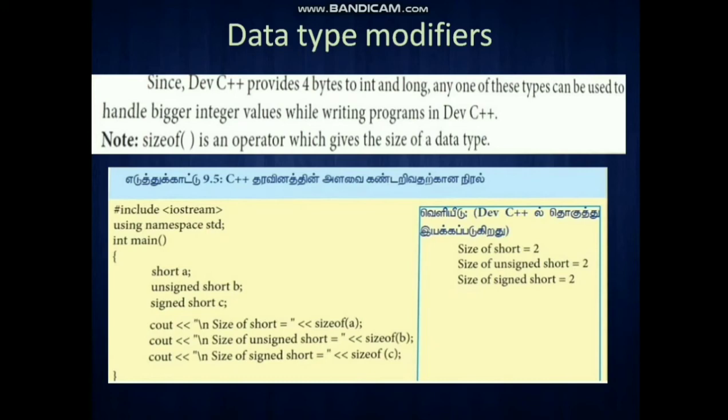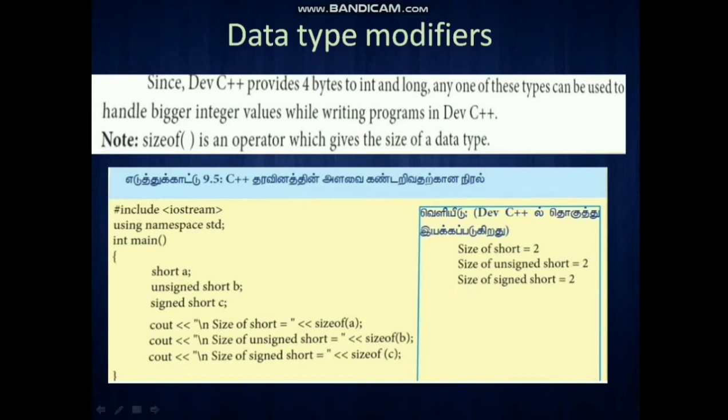They have given some examples. We have to see that sizeof is one of the operators, and how they use the sizeof operator on data types. In Dev C++ it will give 4 bytes for int and long. Either of these types can be used to handle bigger integer values. This program is written in the Dev C++ software.